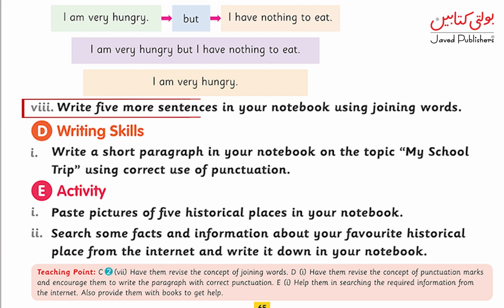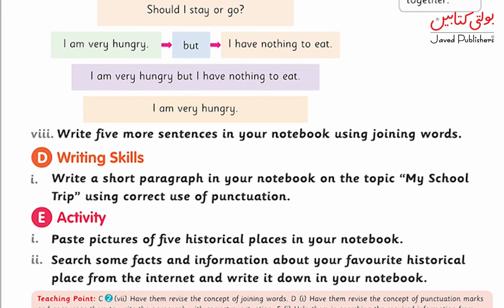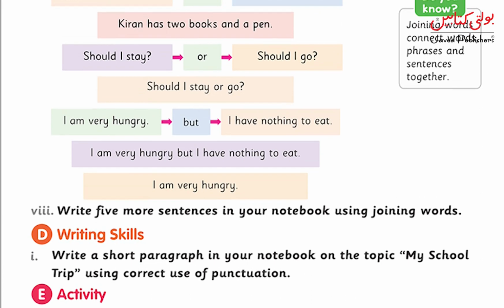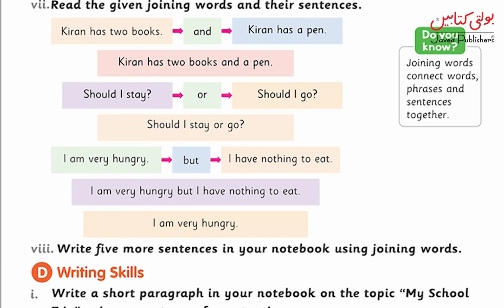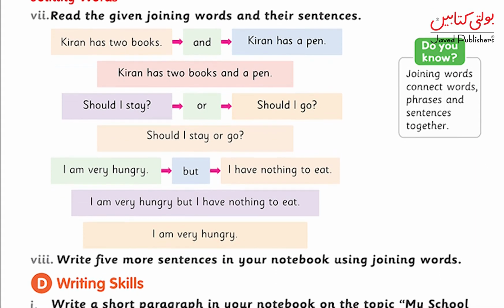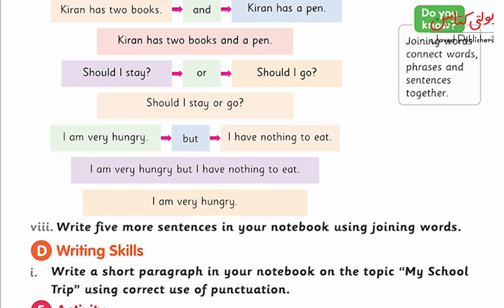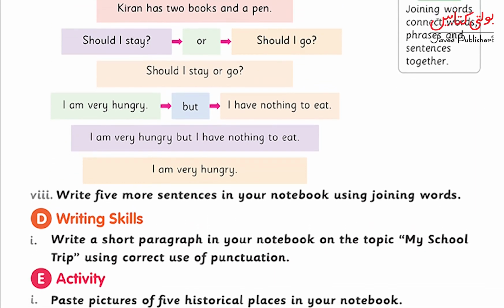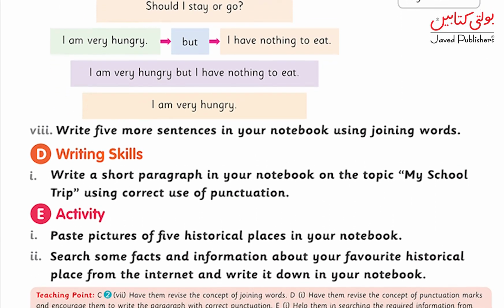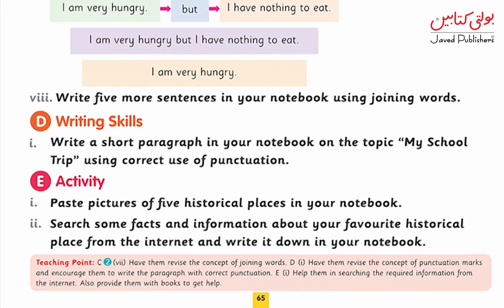Now let's write 5 more sentences using joining words. First sentence is, he is a good student as he works hard. Here as is the joining word. You will fail if you will not study hard. Here if is the joining word. He will go on time so he can finish his work early. Here so is the joining word. I will eat fries and burger in lunch.